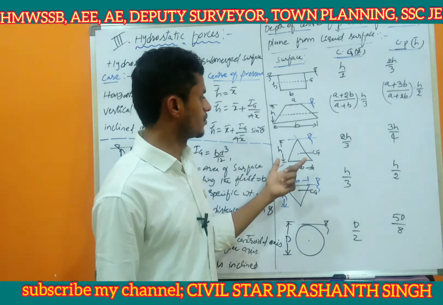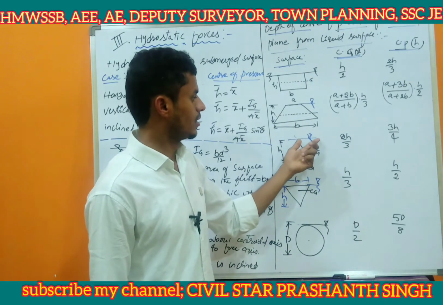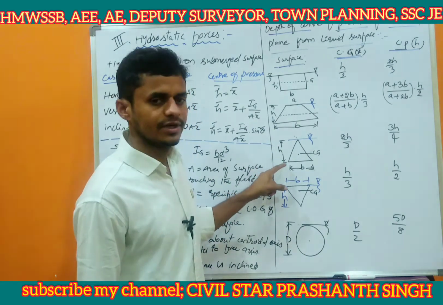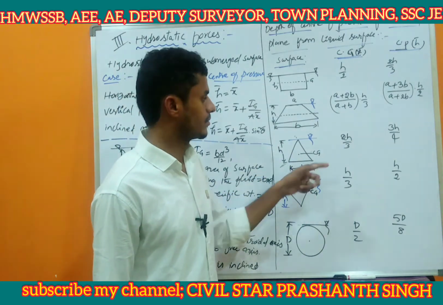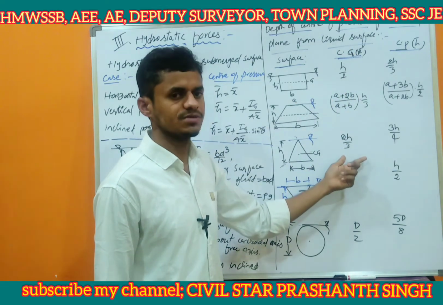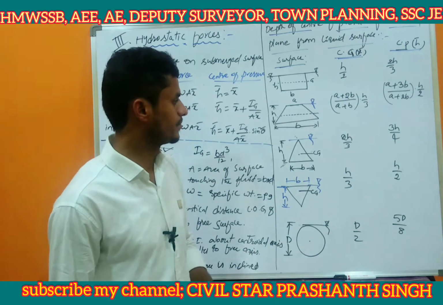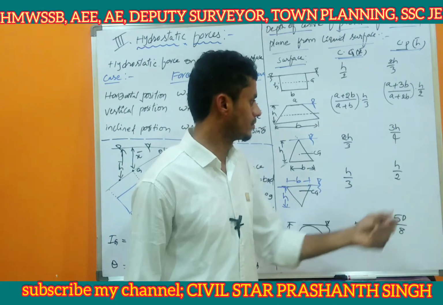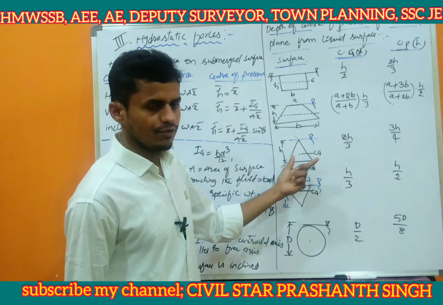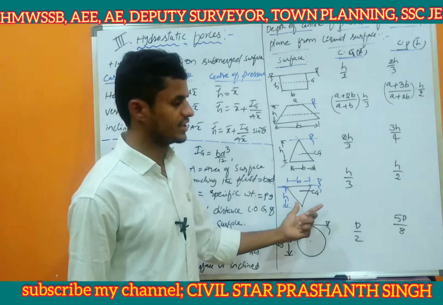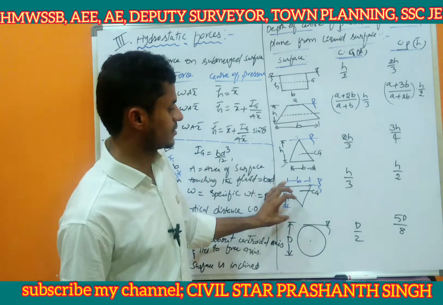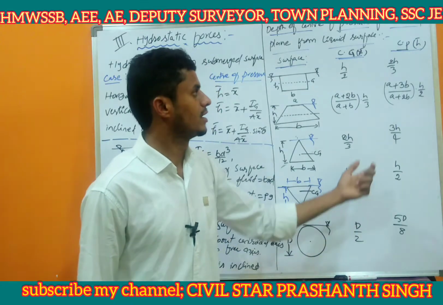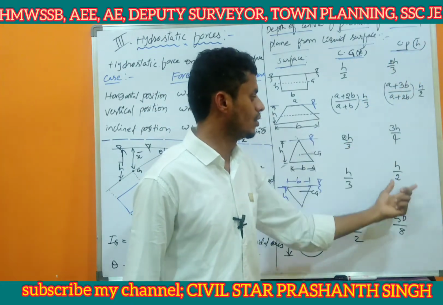For the triangular portion, in this shape, the top is submerged. H is the height of the triangle and B is the width of the triangle. What is the formula for the CG? X bar equal to 2H by 3. For the center of pressure, H bar equal to 3H by 4. If you reverse the triangle, you get this shape. The top width is B, H is the height. Center of gravity x bar equal to H by 3, and center of pressure H bar equal to H by 2.